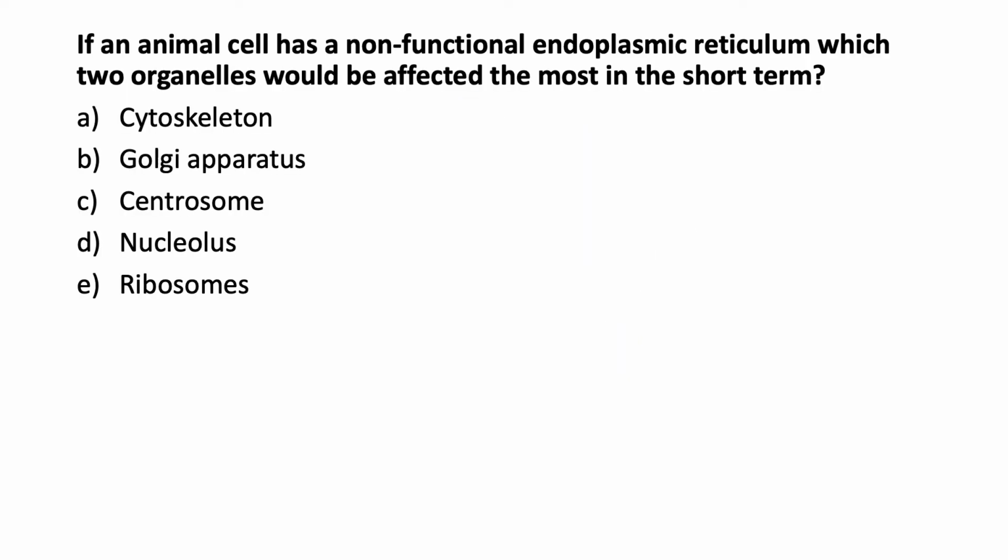Alright, now let's test your understanding of animal organelles with this quick practice problem. If an animal cell has a non-functional endoplasmic reticulum, which two organelles will be affected the most in the short term? And I asked for two organelles, so this is a multiple answer, multiple choice problem. I'm going to give you a few seconds to work through this, and then you can pause the video in that time, and I will look through every single answer choice after that.